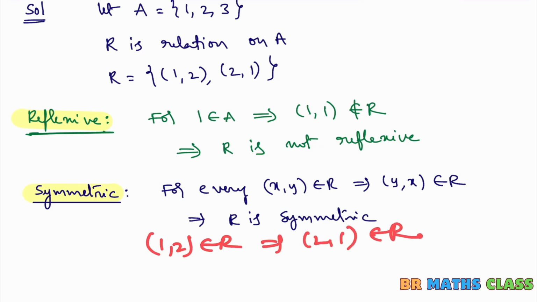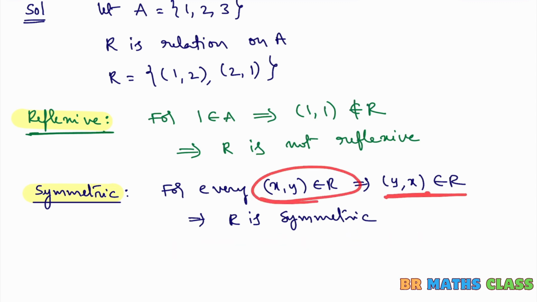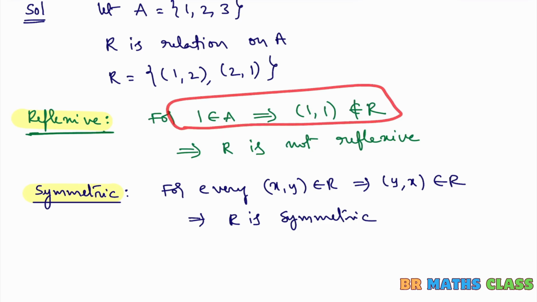That implies this relation is symmetric. If you say like that, that is wrong. You need to write every ordered pair in the relation: x comma y, x comma y also present in this relation. Therefore, this relation is symmetric. So many students get confused in this. When it is not reflexive, you can give an example like this. When it is reflexive, then you cannot give a counterexample.